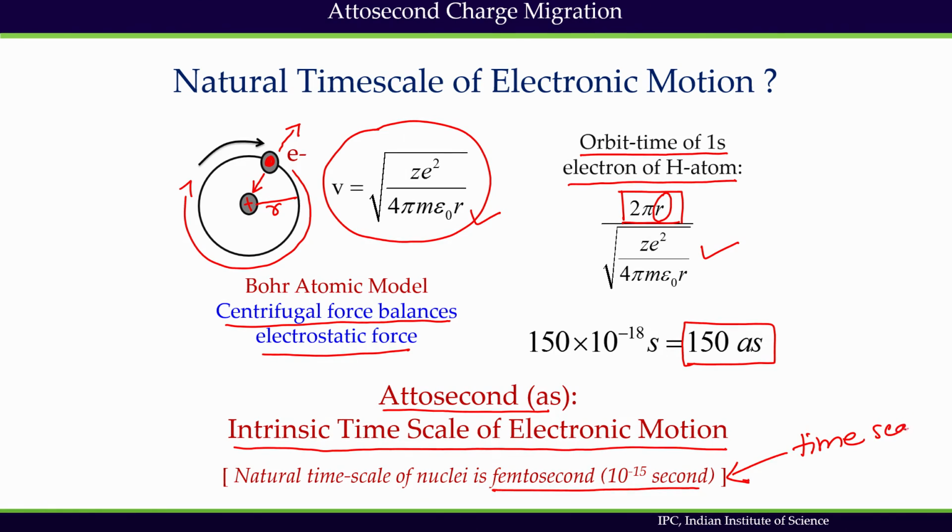This is the time scale of vibration, and the time scale of electronic motion is attosecond. So we see that there is a 3 order of magnitude difference between the motion of an electron and the motion of a nucleus.